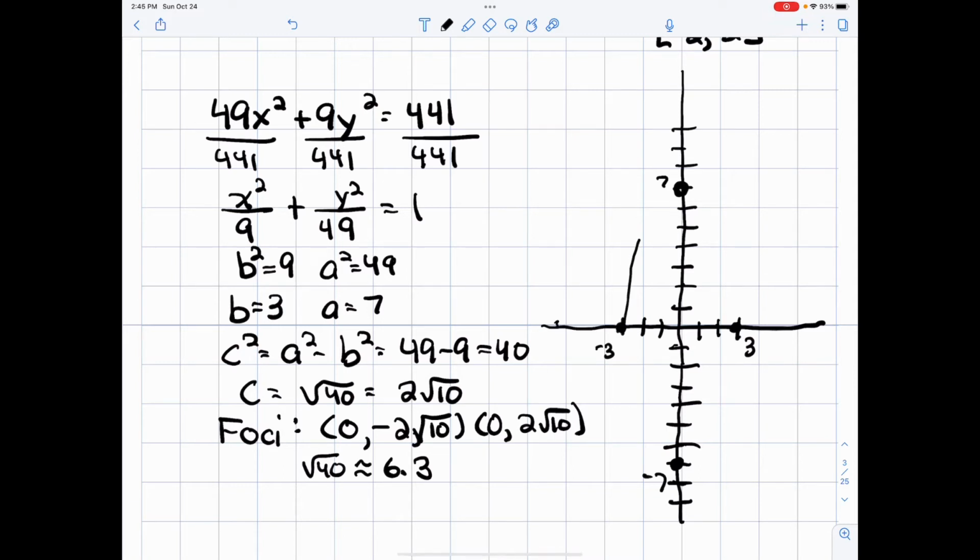And connect your dots. So the vertices are at (0, -7) and (0, 7). And then the endpoints of the minor axis are at (-3, 0) and (3, 0). And then talking about the foci being around 6.3, so 6.3 and negative 6.3. Foci are still going to be along that major axis.